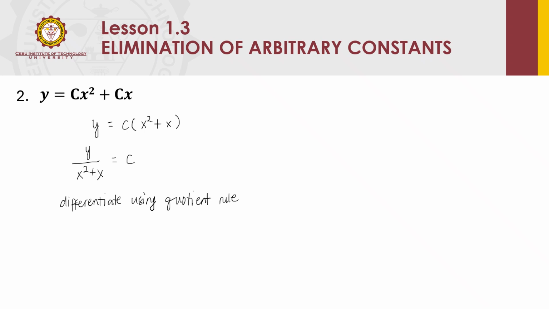So we need to write first the denominator, and then multiply it by the derivative of the numerator. The derivative of y with respect to x is y prime. Then subtract from it the product of the numerator and the derivative of x squared plus x, which is 2x plus 1. And then divide everything by the square of the denominator.